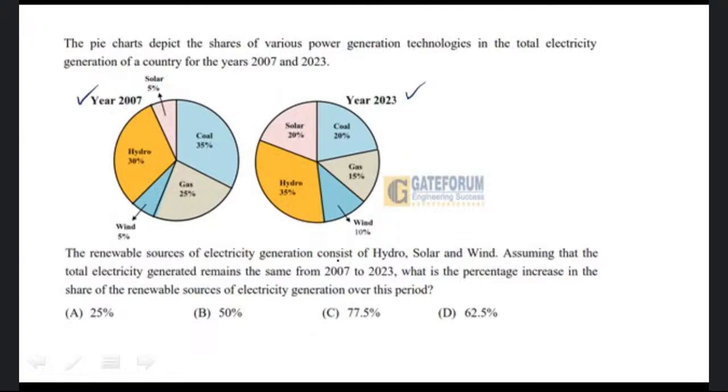Okay. So the renewable sources of electricity generation consists of hydro, solar, and wind. Okay, so we are only into hydro, solar, and wind. Here also we are into hydro, solar, and wind. Okay. Assuming that the total electricity generated remains the same from 2007 to 2023. So the value of those both pie charts are the same. What is the percentage increase in the share of renewable sources of electricity generation over this period? So this now becomes very simple because of the assumption, assuming that the total electricity generated remains the same from 7 to 23. Because of this, the sum becomes very easy.